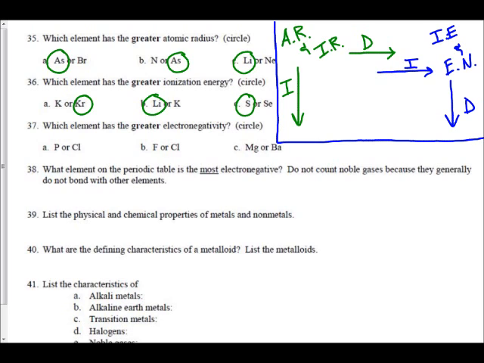Now, electronegativity, that's using the same concept. Between phosphorus and chlorine, chlorine has more. And then fluorine and chlorine, fluorine is above it, so fluorine has more electronegativity. And then magnesium or barium. Barium is way down near the bottom in the same column, so magnesium has more. Now, the most electronegative element on the periodic table, because we can't count noble gases, is fluorine.